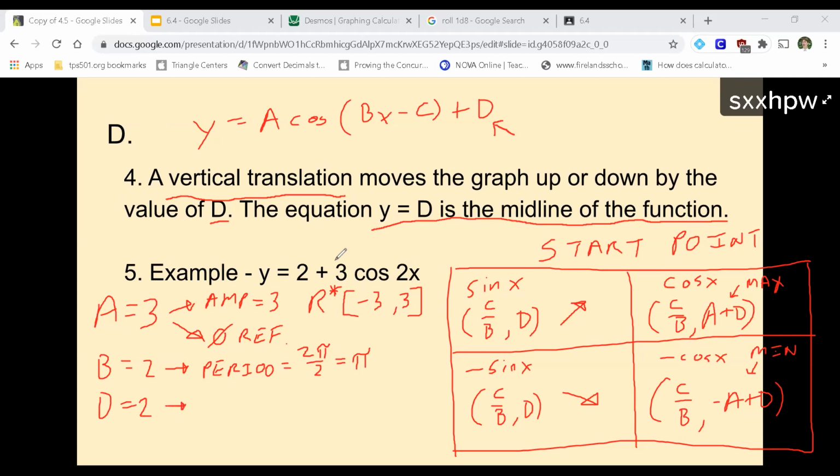So that tells us that we are going to start at 0. And because this is a positive cosine graph, 2 plus 3, or 0, 5. Is everyone okay with how I got 5? We start at the maximum, which is 3, but translated up 2 more. So we'll start really at 5.